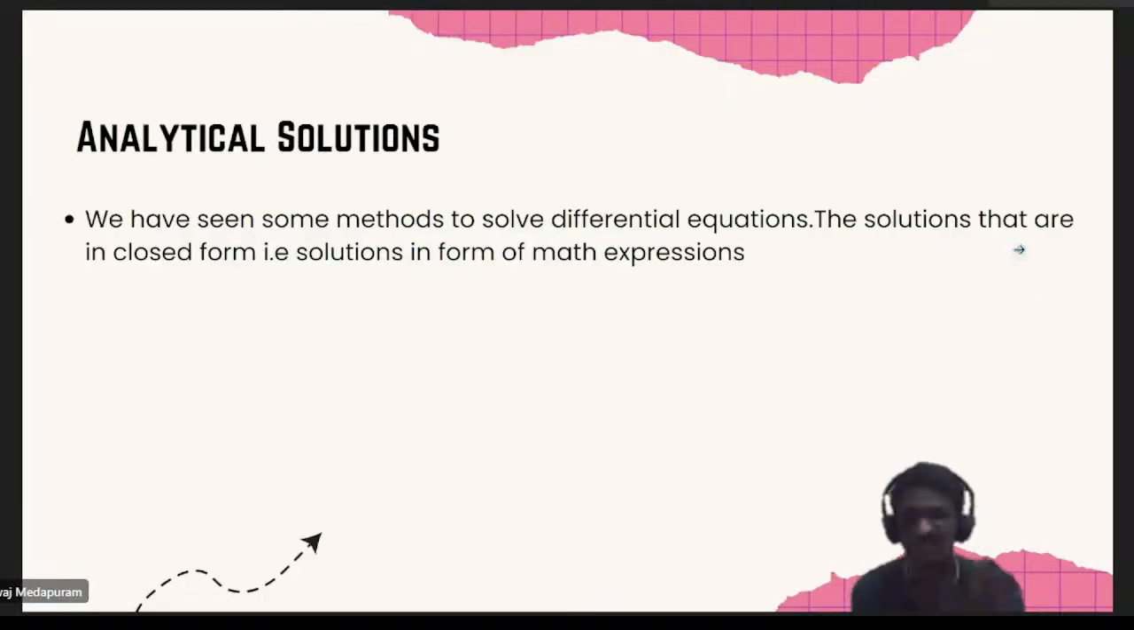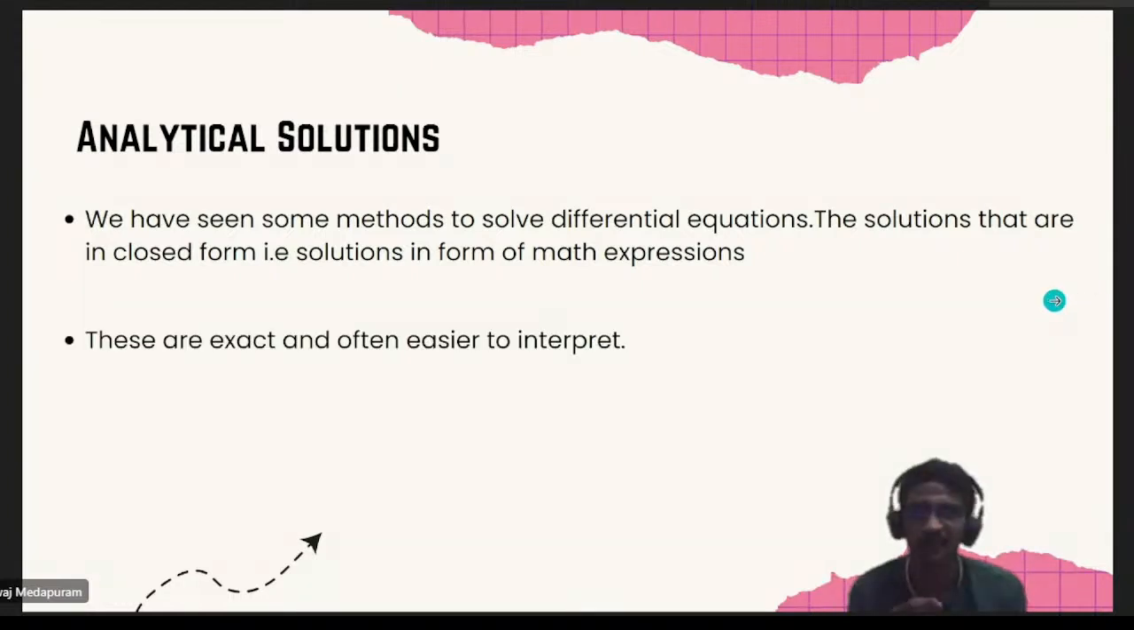First I want to discuss what analytical solutions are. Analytical solutions are closed form expressions, which essentially involve mathematical expressions and are solved analytically, or by hand. These are the methods you have seen up to now, like exact differentials or integrating factors. We have some other methods also, but we are not going into them now. These solutions are exact and often easier to interpret. Since we have obtained the solution in closed form, we can just plot it or do some analysis of those functions to analyze the given system.